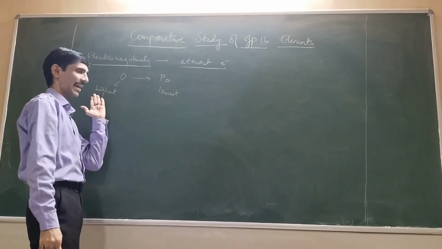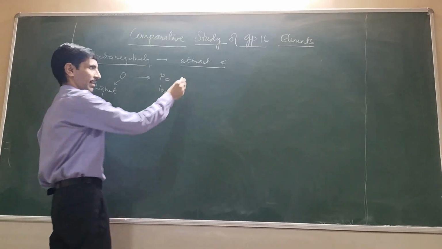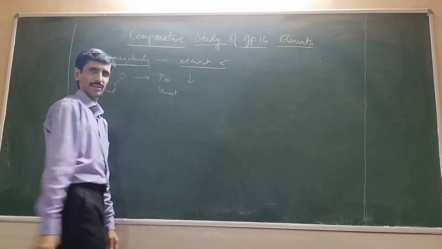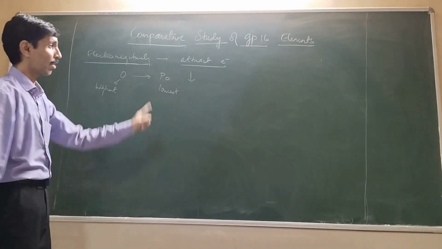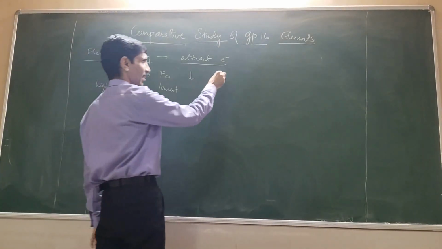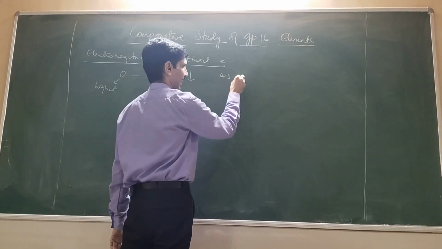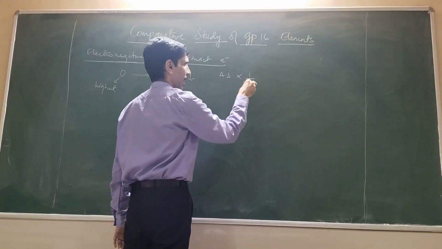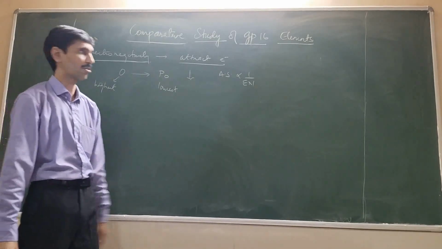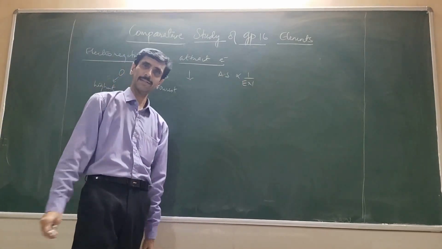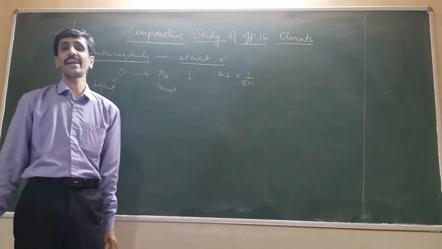So simple, highest to lowest if we go, so we show it by down. That means the electronegativity goes on decreasing. So if you are going to relate this with atomic size, what we can say is atomic size is inversely proportional to electronegativity. Okay? It's inversely proportional to what? Electronegativity. Okay? Now, we go into the next one.